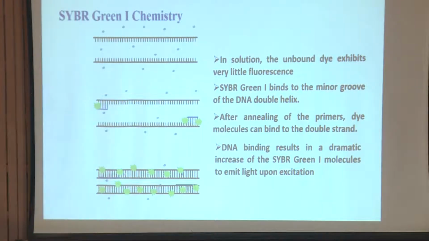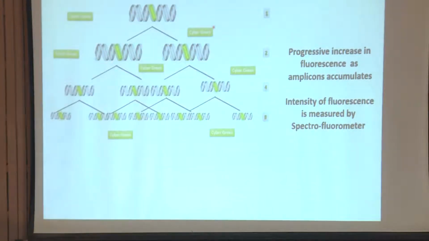Now, the DNA binding results in a dramatic increase in the ability of SYBR Green molecules to emit light upon excitation. So, every time a double stranded DNA forms after annealing, the free floating dyes go and bind in the minor groove of the double stranded DNA. That is what is depicted here. Initially there was nothing, and after one round of amplification, the dyes are already bound with the minor groove of double stranded DNA. Let us see what exactly happens now.